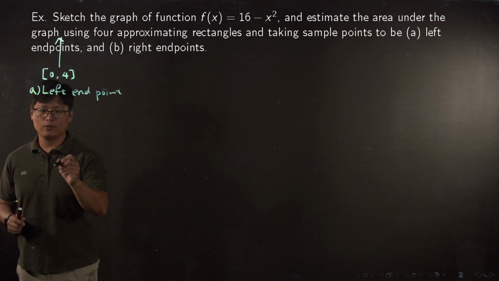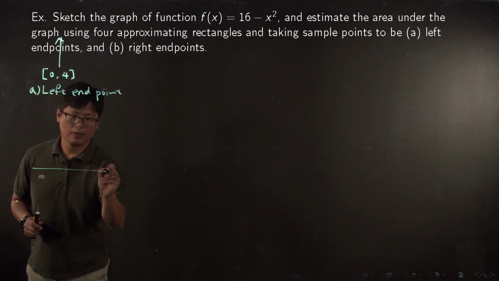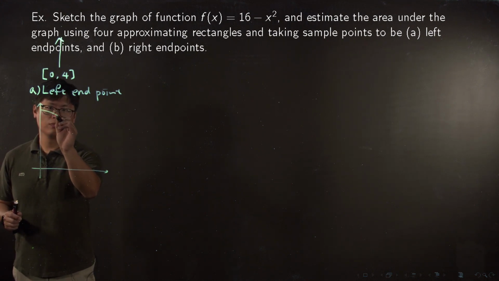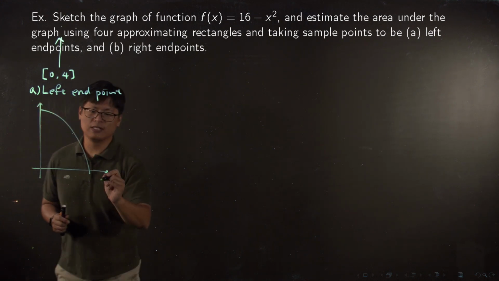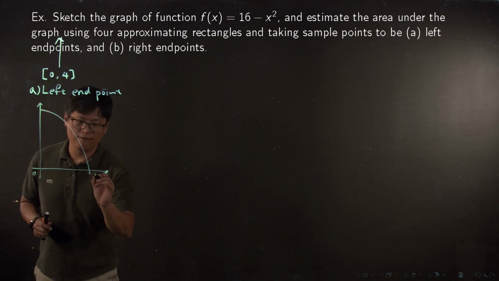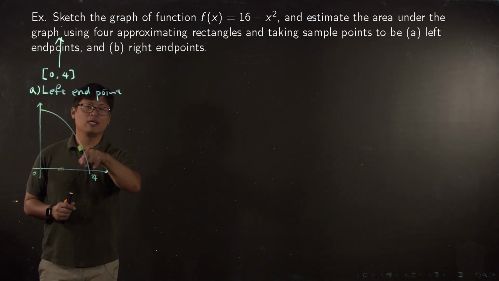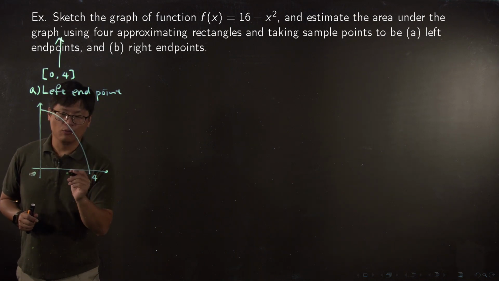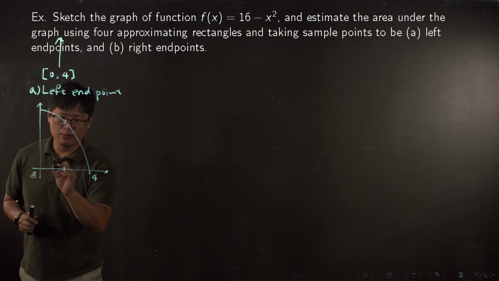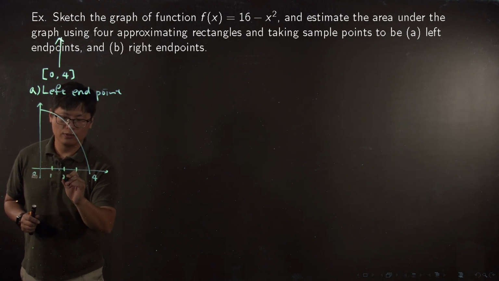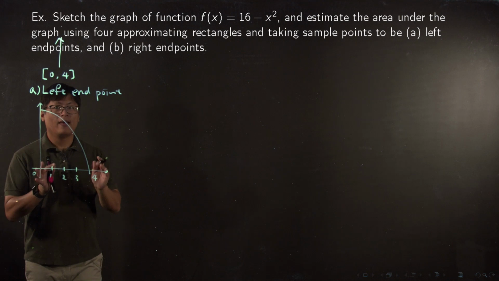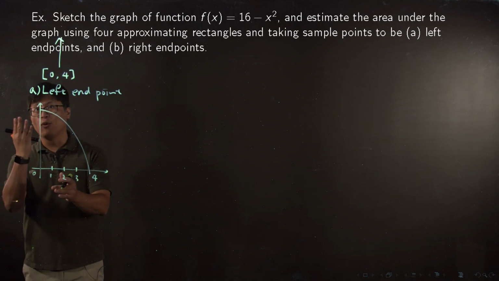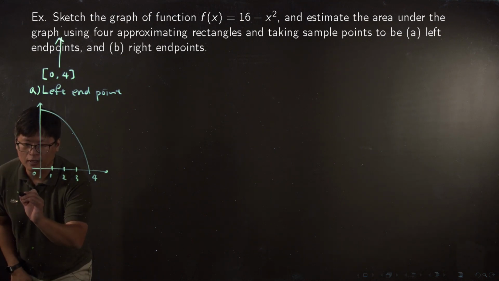Okay, so let me give you the figure of this one, okay? From 0 to 4, this is your function, then 0 and 4. As you can easily figure out, the 4 is the x-intercept, okay? So now, 4 approximating rectangles, which means we need 4 subintervals, right? 1, 2, 3, and 4. So again, as I told you, we need just the base and height for each rectangle. For this case, 4 rectangles, right? So let's try to figure out the base first, okay?